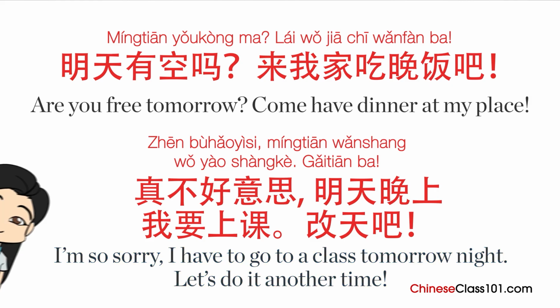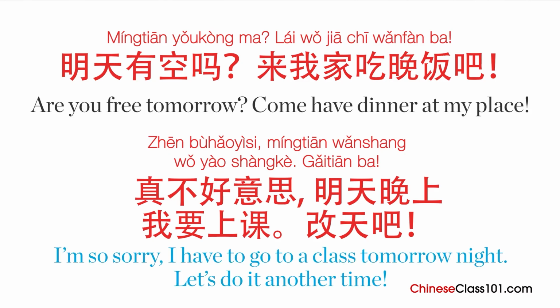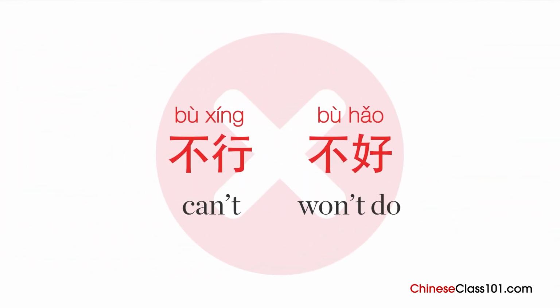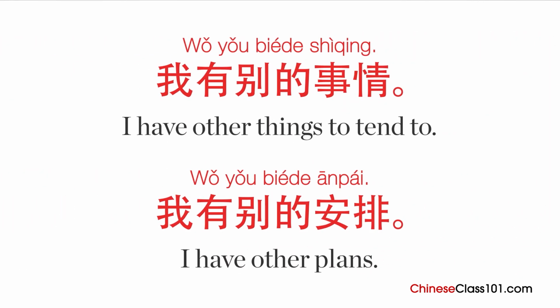In this conversation, person B didn't say no. Instead, she explained why she couldn't go and suggested doing it another time. This is the Chinese way. You don't want to say the word can't, 不行, or won't do, 不好. And you'll want to explain why. Many times, you don't even have to give the real reason.